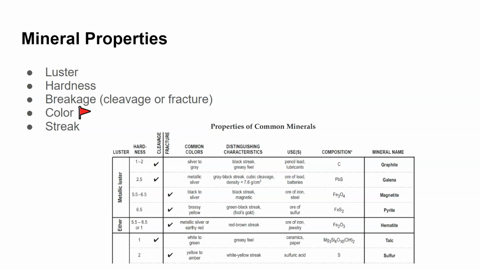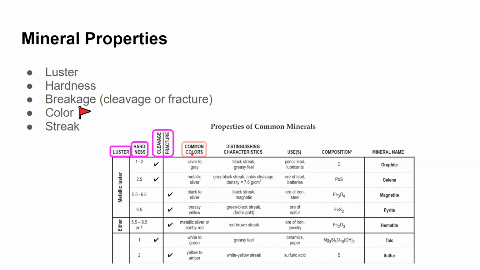All right, so you might be asking yourself, well, where do we find these things? Luster is the very first column, the leftmost column of the Earth Science Reference Table. Hardness is right next to it. The type of breakage, either cleavage or fracture, is listed in the next column. The check mark means that that particular mineral demonstrates cleavage or fracture.